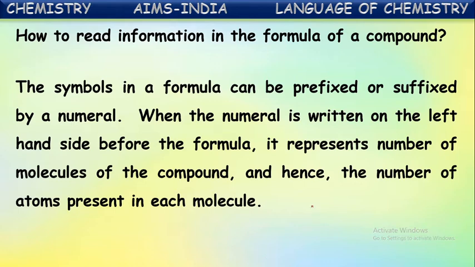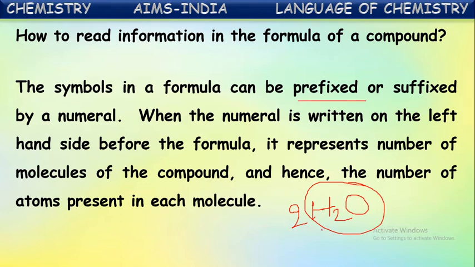For example, H2O is the molecular formula of water. If you write 2 in front of the molecular formula, this represents two water molecules. If any number is written in front, that is called a prefix, and it represents the number of molecules taken. We can also say the number of atoms of each element. How many atoms of hydrogen in total? In each molecule there are 2 hydrogen atoms, and totally we have taken 2 water molecules.